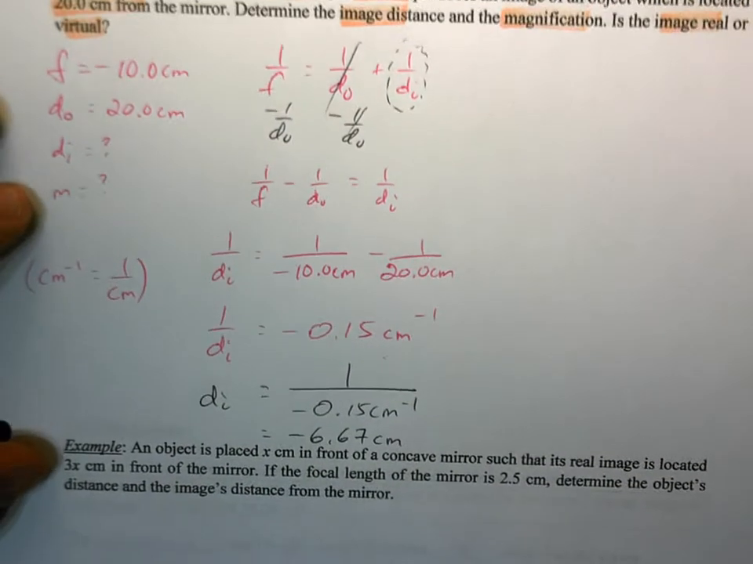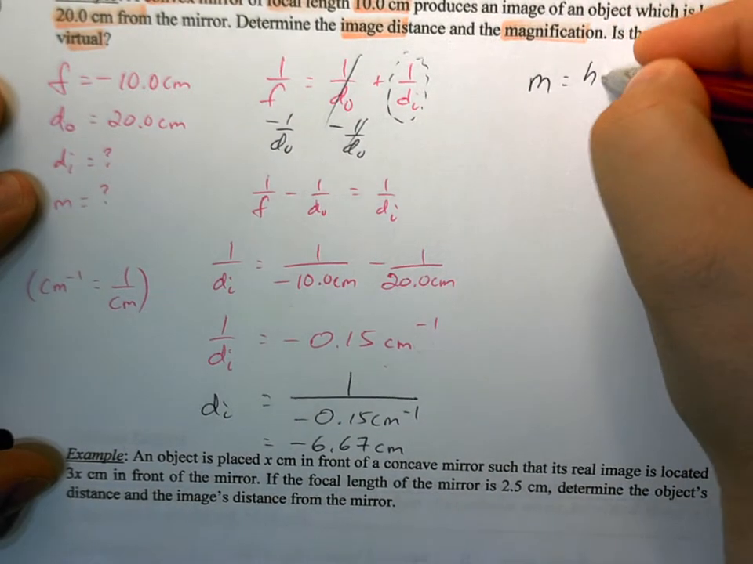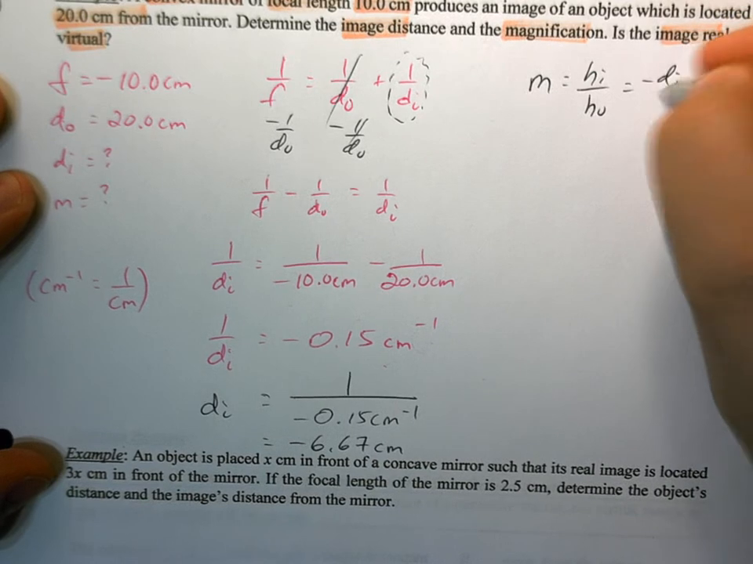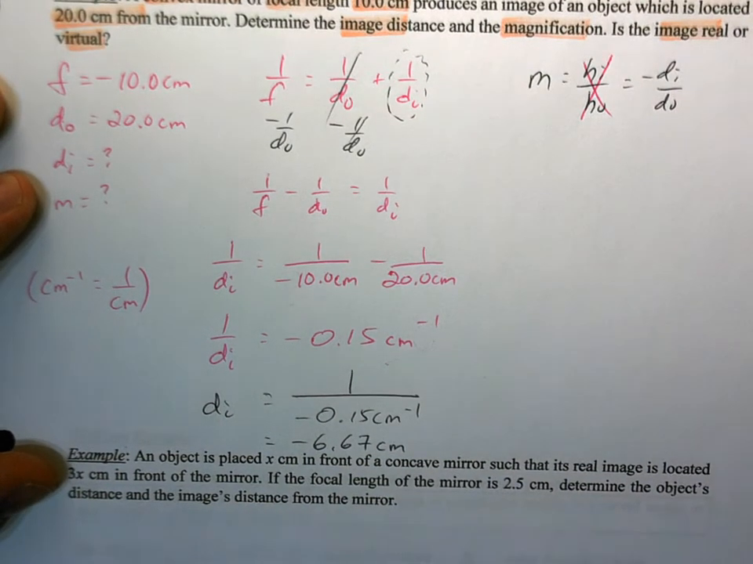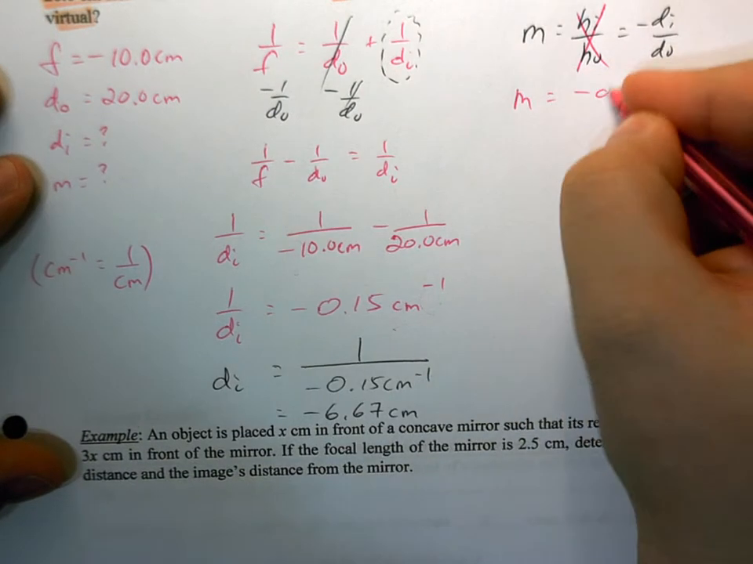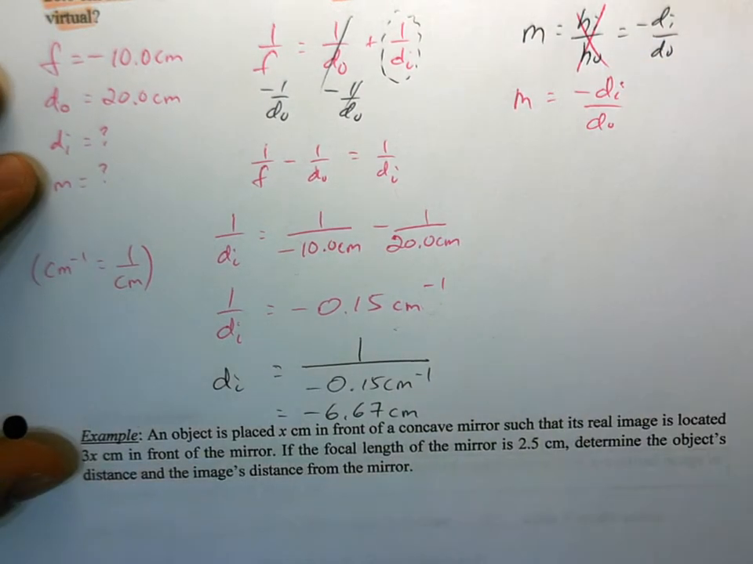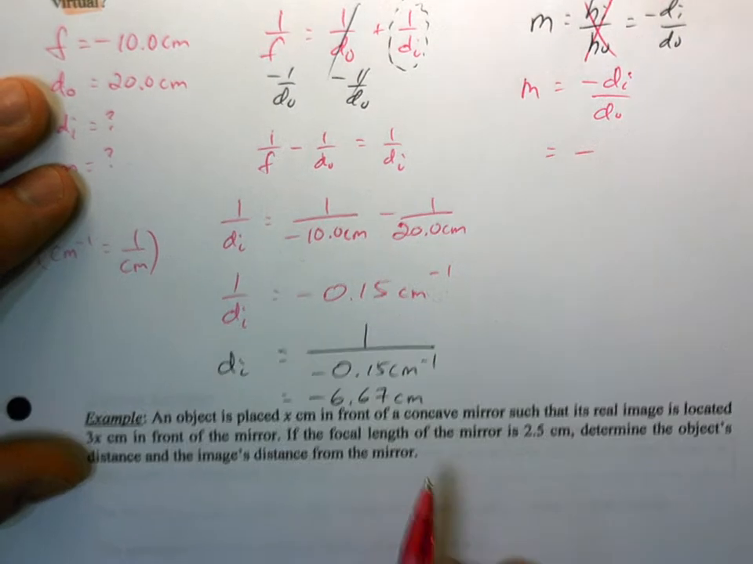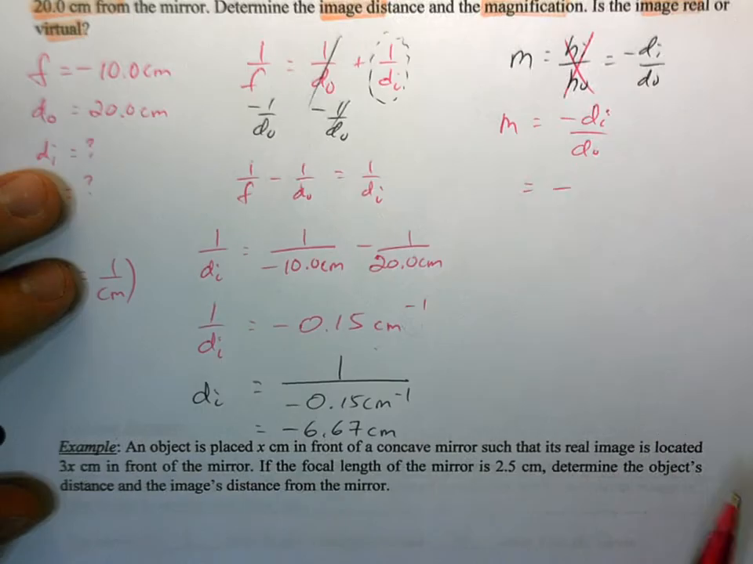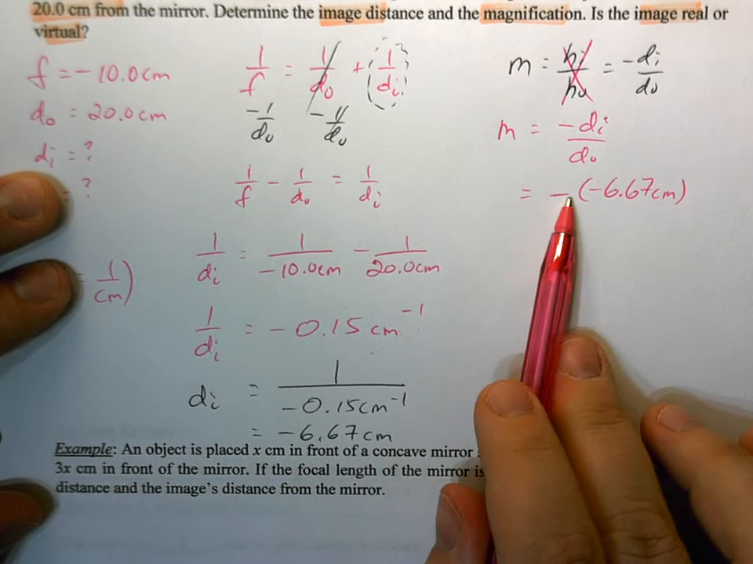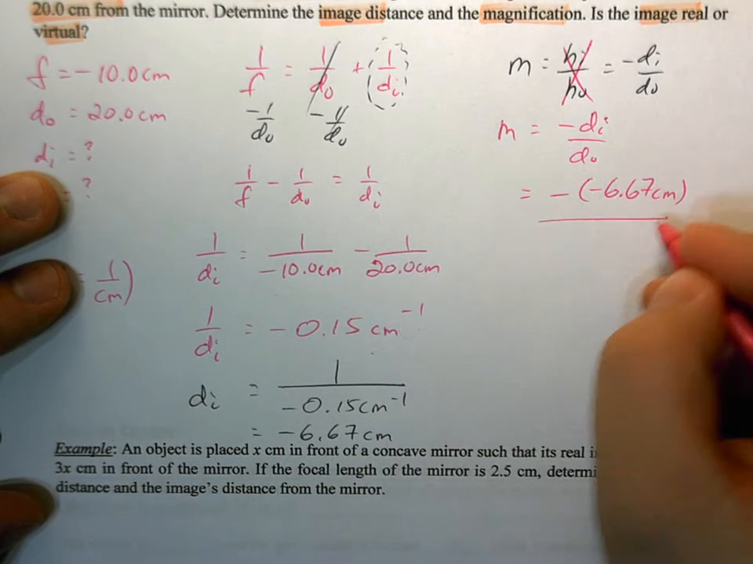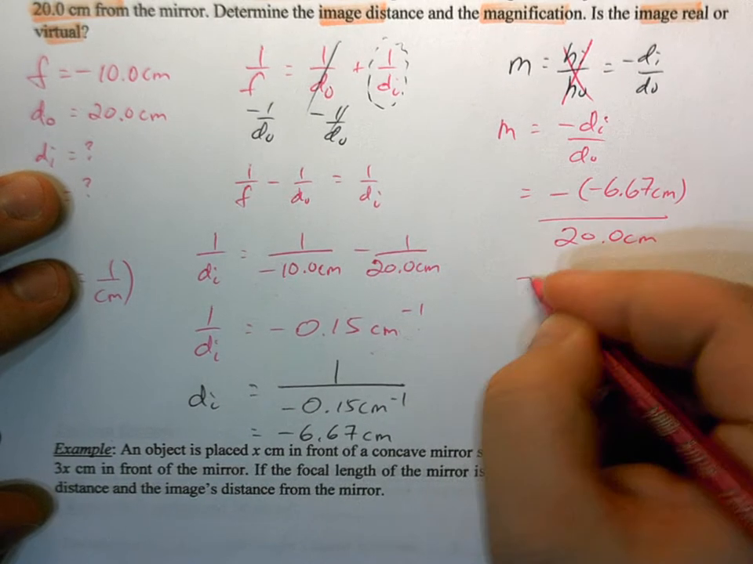So for the magnification, we know that we have HI over HO, and this is negative DI over DO. We use whichever one is most helpful to us. I don't know anything about HI, nor do I know anything about HO. So we're not going to use that. We're just going to say the magnification is negative DI over DO. So we just found the image distance is that negative 6.67, so make sure that goes in there. That negative in front and that negative is really important. And then we're going to divide that by DO, which is just 20 centimeters.